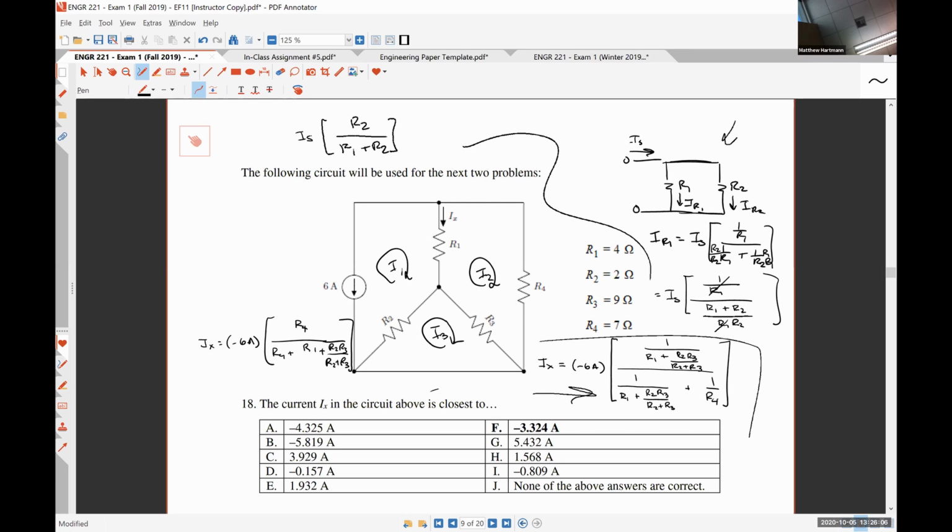Yeah, so the reason I personally didn't do it is because I knew I could do it with one equation in current division. But you can absolutely solve this problem using nodal analysis or mesh analysis, or if you want it to take a really long time, applying Kirchhoff's current law, Kirchhoff's voltage law, and Ohm's law.